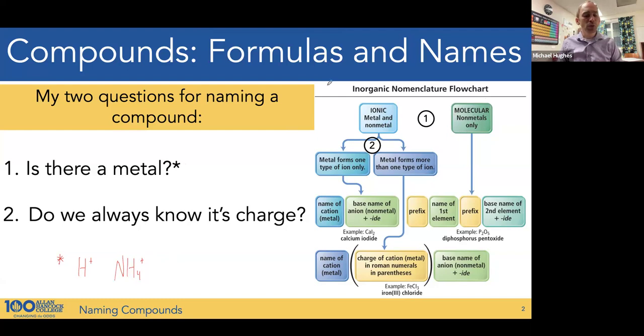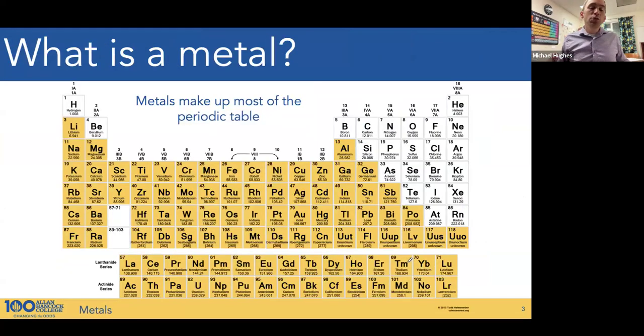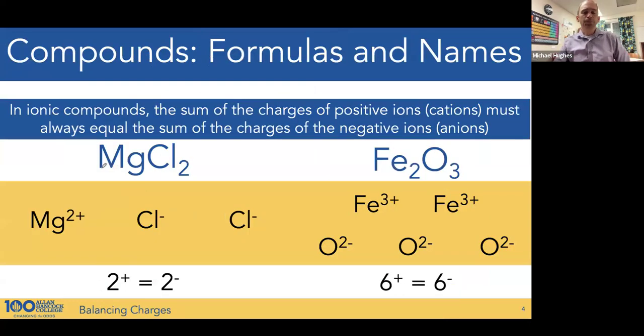We have a couple of choices if we know the charge on the metal or not. If we always know the charge, we don't have to indicate the charge of the metal. If we don't always know the charge of the cation, then we put it in Roman numerals in parentheses after the name of the metal. So make sure you know where the metals are on the periodic table. And there is a video review of locating the metals, but they're here in yellow.